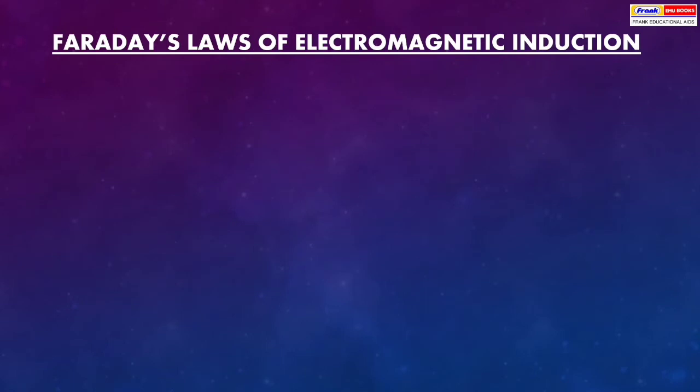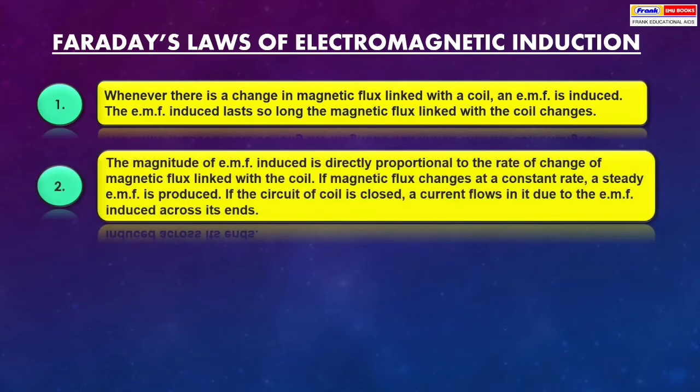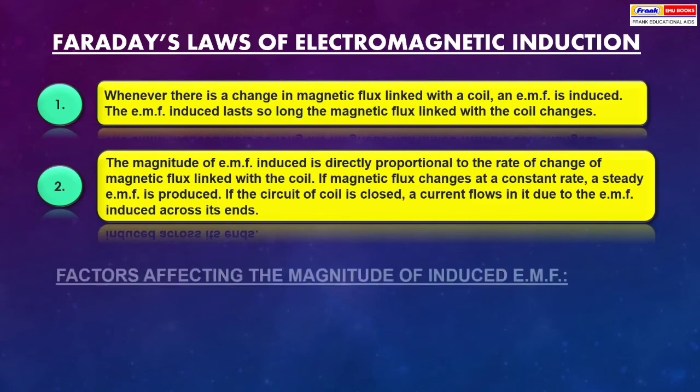Faraday's law of electromagnetic induction. When there is change in magnetic flux linked with a coil, an EMF is induced. The EMF induced lasts as long as the magnetic flux linked with the coil changes. The magnitude of EMF induced is directly proportional to the rate of change of magnetic flux linked with the coil. If magnetic flux changes at a constant rate, a steady EMF is produced. If the circuit of coil is closed, a current flows in it due to the EMF induced across its ends. Factors affecting the magnitude of induced EMF.